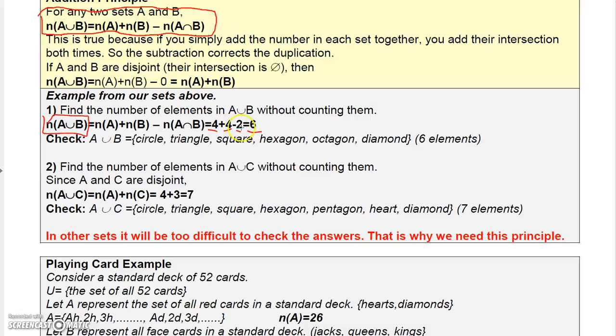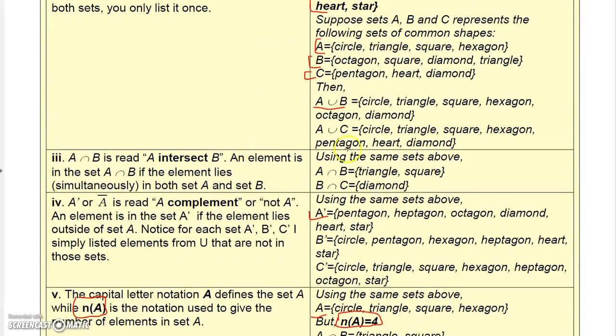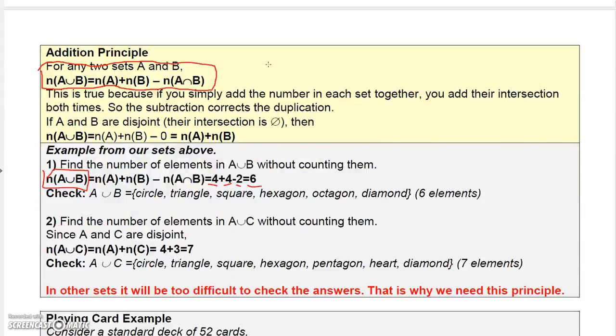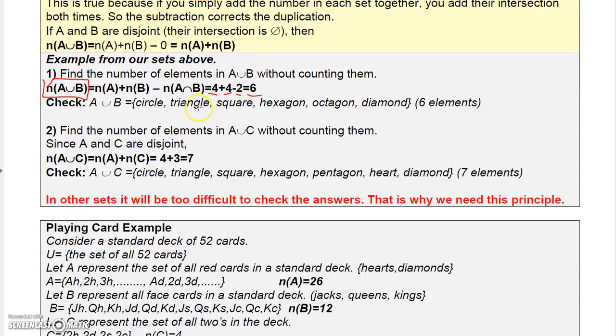Now the reason we have to subtract off that 2 is because if you simply add the 4 here and the 4 here, then you're actually counting the square and the triangle twice. So to correct that, we subtract the number in the intersection, and that corrects it. Now, if there's no intersection, then you don't have to correct it.